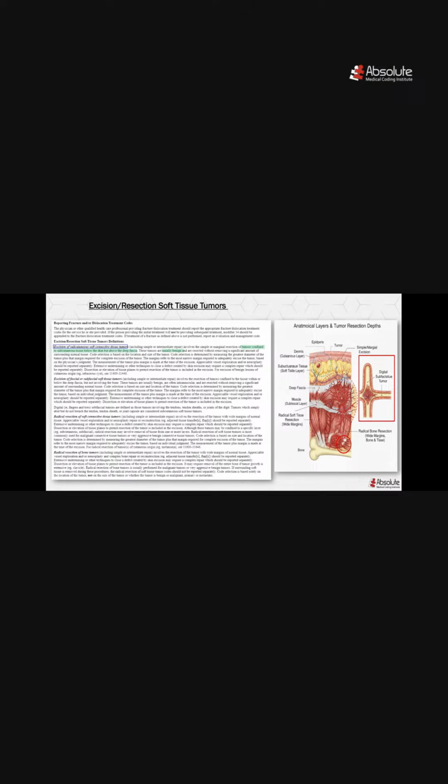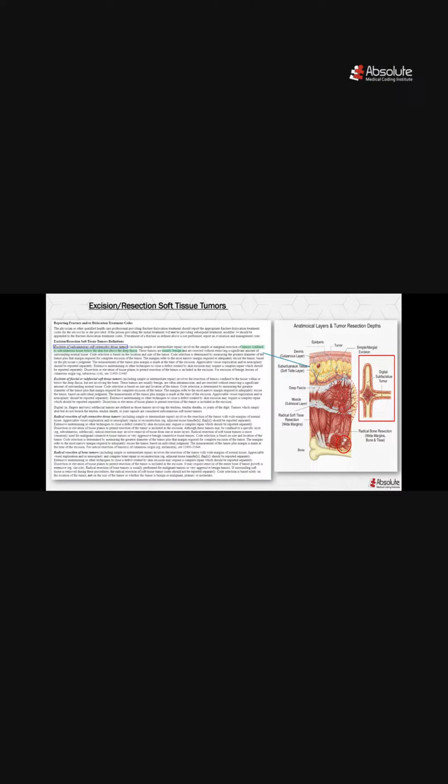First, let's look at the excision of subcutaneous soft tissue connective tumors. I tripped a little over that. These tumors are confined to the subcutaneous tissue, as you can see in the image over here, meaning they are below the skin but above the deep fascia. You can see it's just below your cutaneous layer and it's above the deep fascia as well.